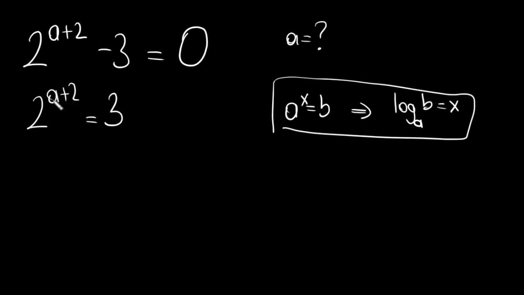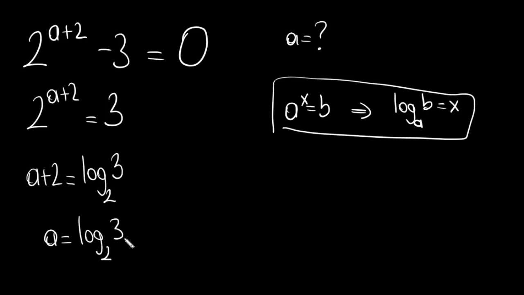And here my exponent is a plus 2. A plus 2 is going to be equal to log base 2 of 3, just like in this case, okay? Here x is the exponent, so x becomes log base a of b. So here, because a plus 2 is the exponent, a plus 2 is equal to log base 2 of 3. Then we just add -2 to both sides to get a. So a is going to be log base 2 of 3 minus 2. That will be the answer.